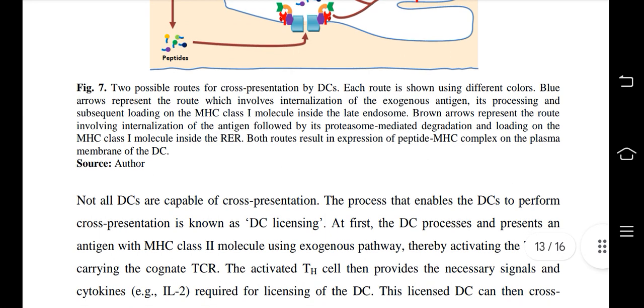Two possible routes for the cross-presentation by DC. Each route is shown using different colors. Blue arrows represent the route which involves internalization of the exogenous antigen, its processing and subsequent loading on the MHC class I molecule inside the late endosome. The brown arrow represents the route involving internalization of the antigen followed by its proteasome-mediated degradation and loading on the MHC class I molecule inside the RER. Both routes result in expression of peptide MHC complex on the plasma membrane of the DC.